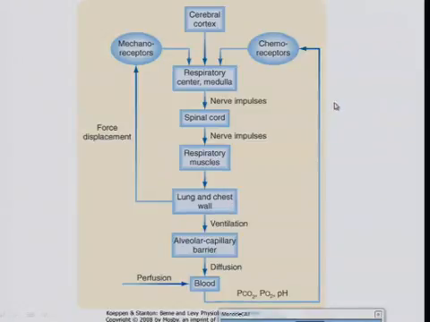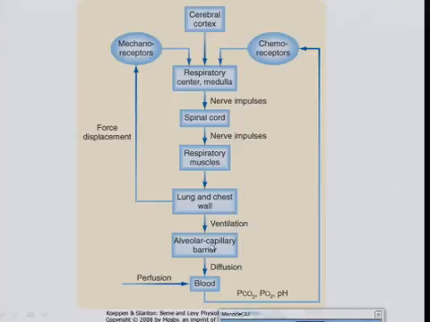So here is just, once again, a summary of the control system or regulatory system associated with the respiration. We have our cerebral cortex. We have our respiratory centers in the medulla. We get nerve impulses through the spinal cord, respiratory muscles. And there's also mechanoreceptors in the lung and the chest wall. These help to feed back and tell us how much volume we're taking in. Okay, so it's very important that these mechanoreceptors come into play.